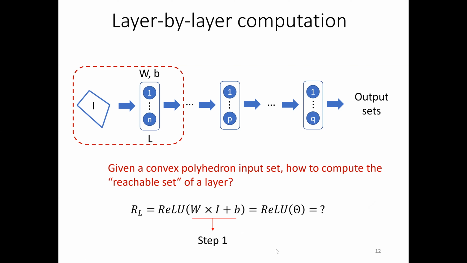And you can see that when I is a polyhedron, this equation is equivalent to the affine mapping operation of the polyhedron. So when I is a set, you get the affine mapping of that set. And then the second step is how to apply the ReLU operation on the polyhedron you got. Separate these two steps. These are the core steps that you need to do to be able to compute the reachable set for a single layer.